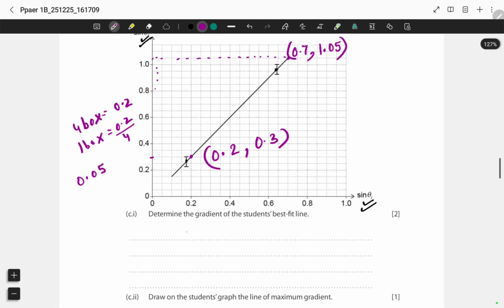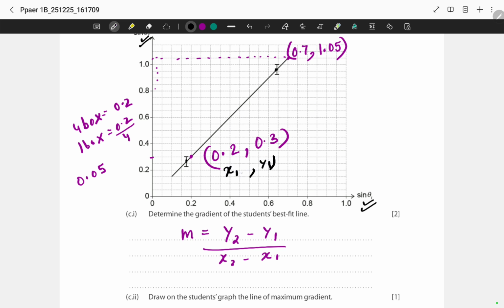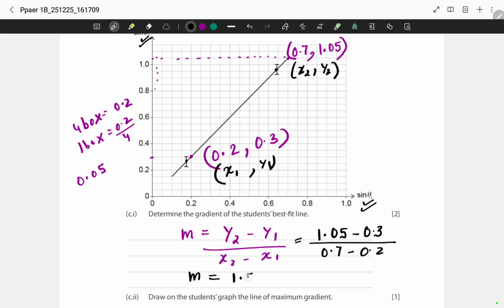How do we find the gradient? Gradient is calculated as y2 minus y1 over x2 minus x1. This is the formula. If I say this is x1, y1, this point will become x2, y2. Now if I put in the values, y2 is 1.05 minus y1, which is 0.3, divided by x2, which is 0.7, minus x1, which is 0.2. If I solve it, I get the value of the gradient as 1.5.